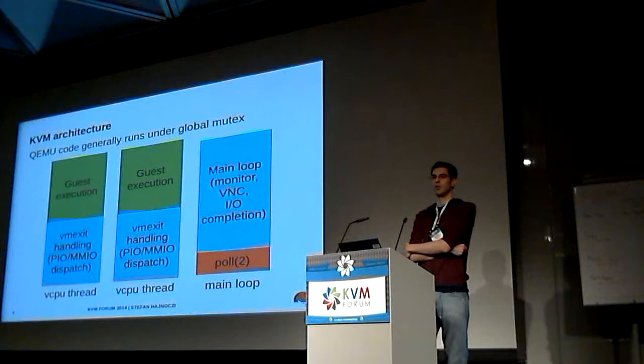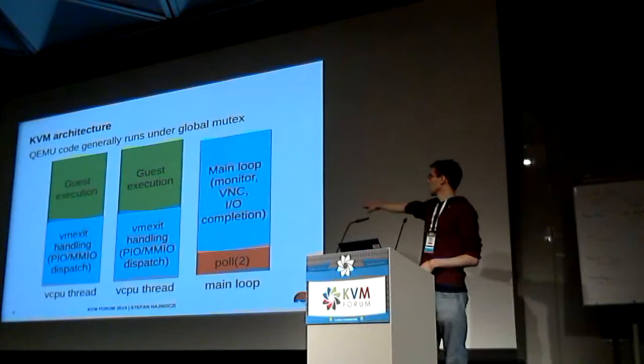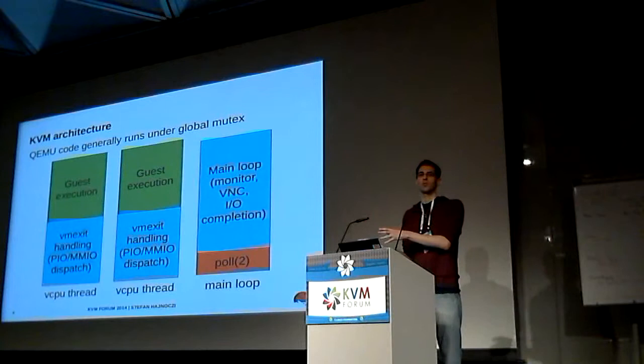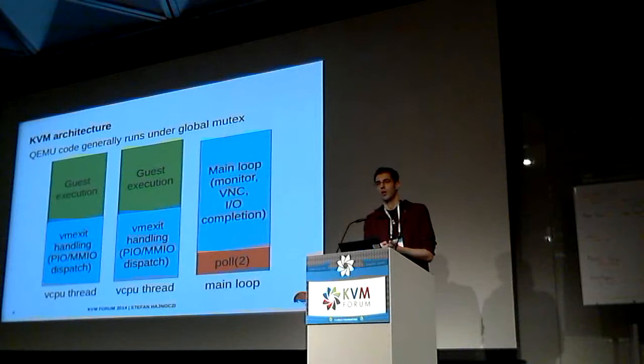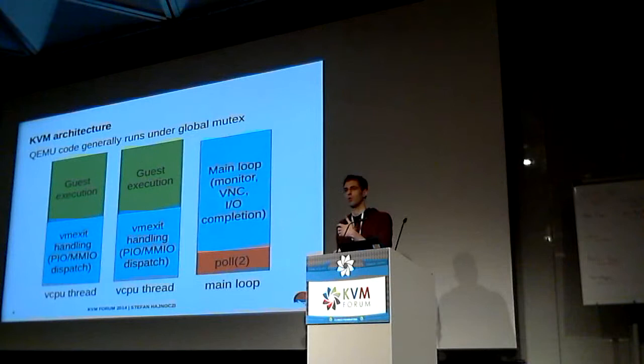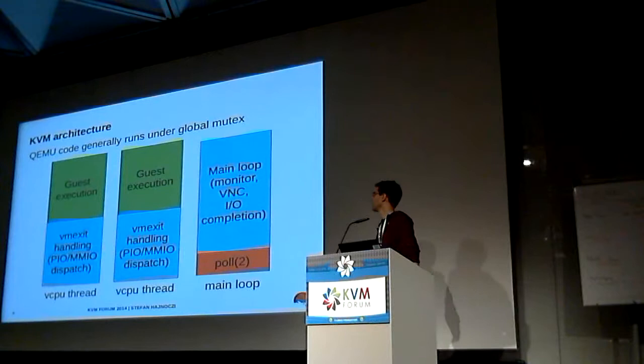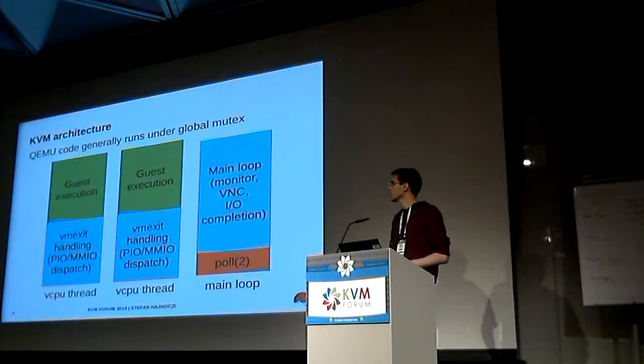The other thing going on in QEMU is we have a main loop, a thread, which takes care of all the other things besides running guest code. So that includes the monitor, like the QMP monitor, the JSON RPC interface that gets used by libvirt or other management tools. It also includes other things like the VNC and some of the IO completions. They actually happen in the main loop because the guest threads are focused on getting into guest mode as quickly as possible and running as much guest code as possible.